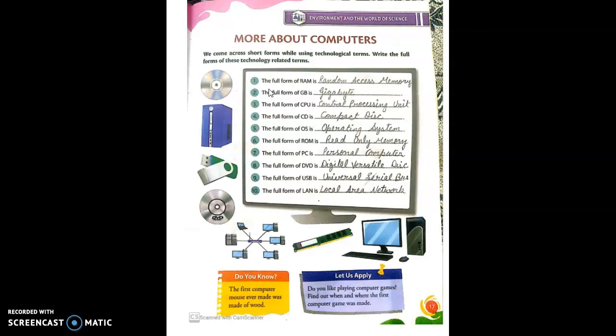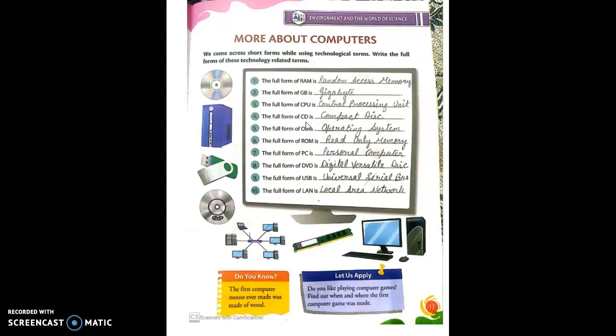First question: the full form of RAM. RAM. R for random, A for access and M for memory. Random access memory. The full form of GB is gigabyte. The full form of CPU is central processing unit.